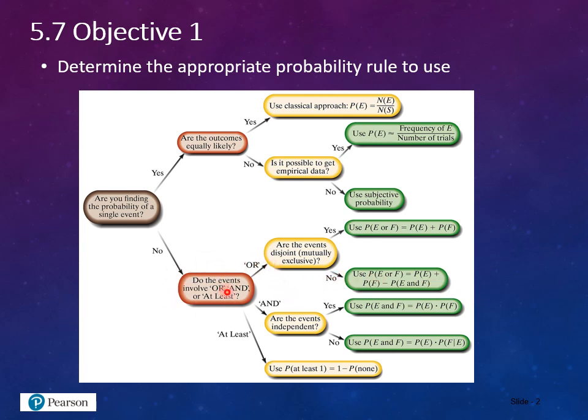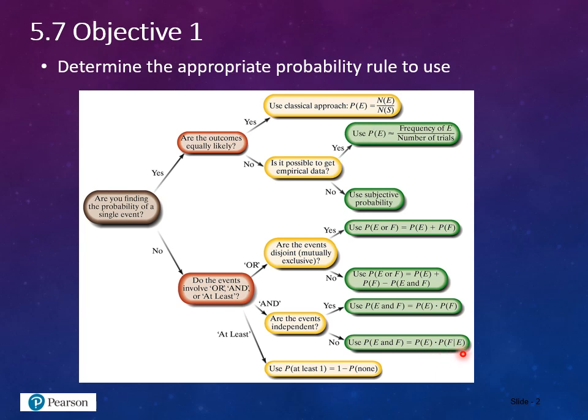Going back to whether they involve or, and, or at least, if they involve and, then we have to determine if the events are independent. If they are independent, that selecting one has no impact on the other, then we just use the probability of E and F is equal to the product of their probabilities. If they are not independent, then we use the probability of E and F equals the probability of E times the probability of F given E.